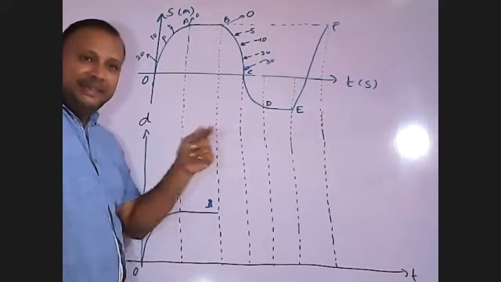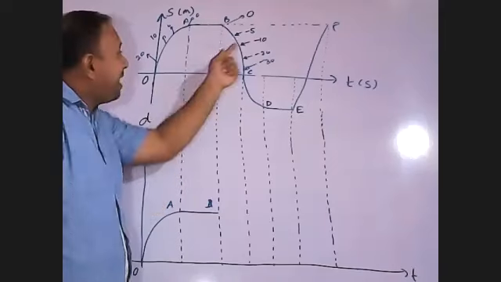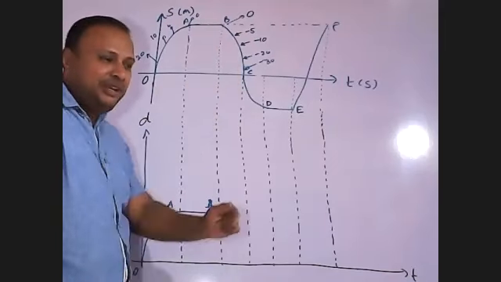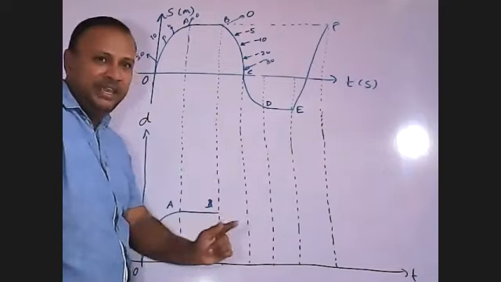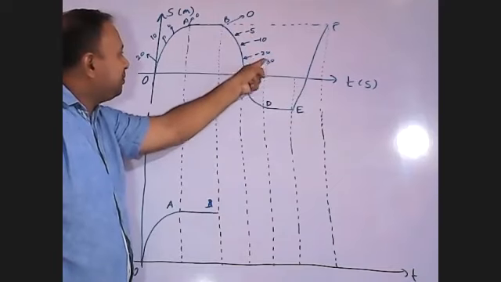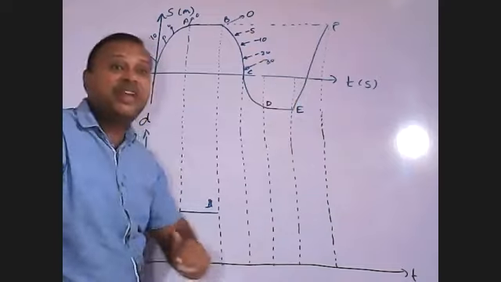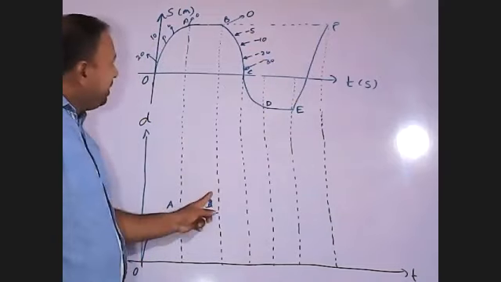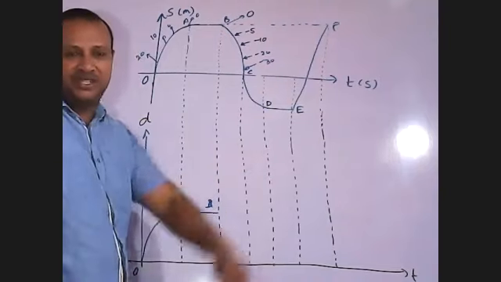Okay, then take the magnitudes now. Take the magnitude of those velocities. Then what will happen? If I take the magnitude only, the 5, 10, 20, 30, that means the speed is increasing. So from B to C the speed should be increased.